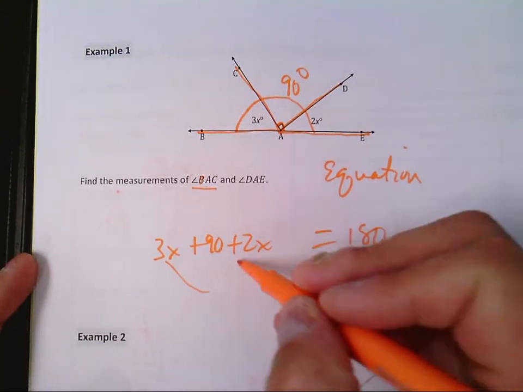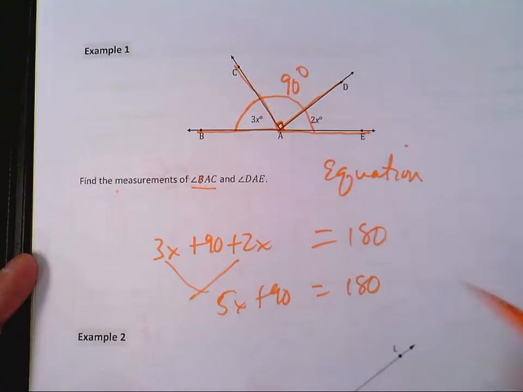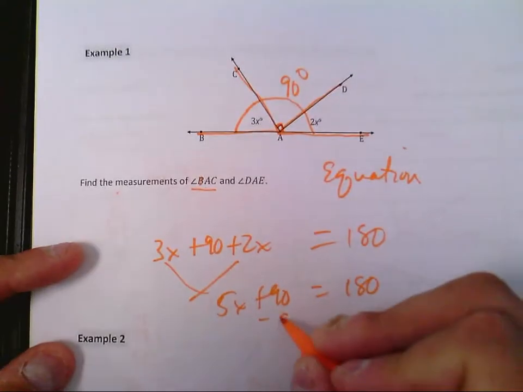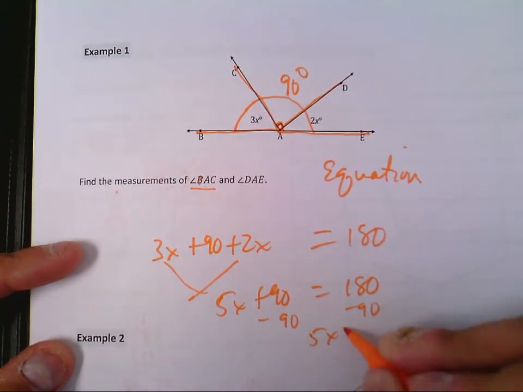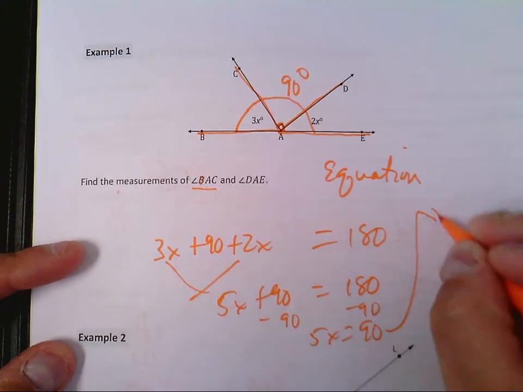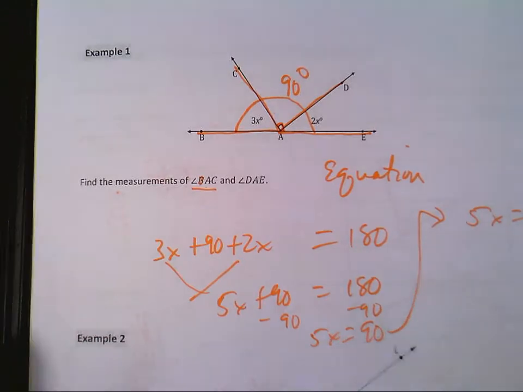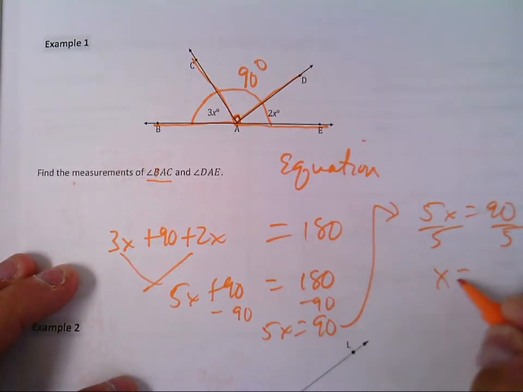Variables on the same side, so we combine them: 5x plus 90 equals 180. And then from here, it should be smooth sailing. You shouldn't be surprised by what I'm doing here. Solving this equation, we get 5x equals 90. I'm going to come over here because I'm out of room. 5x equals 90. Divide by 5, and you get 18.